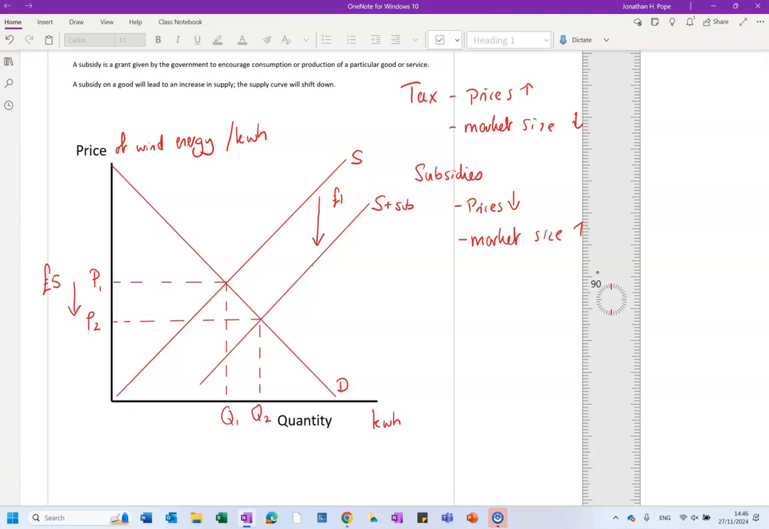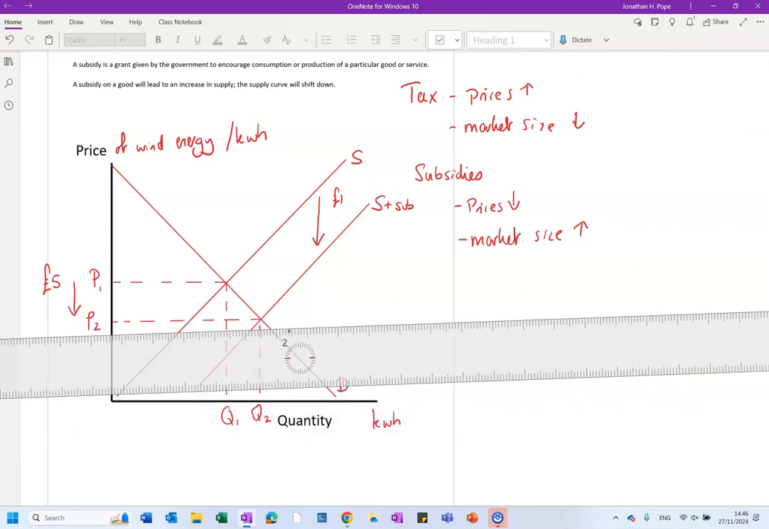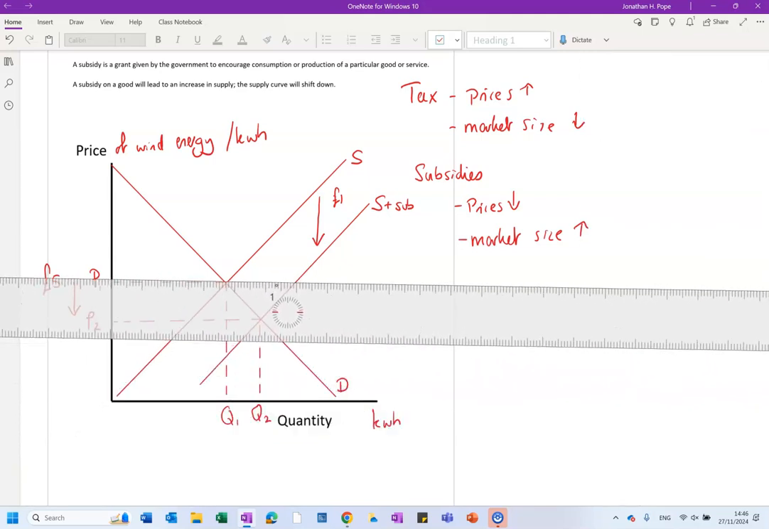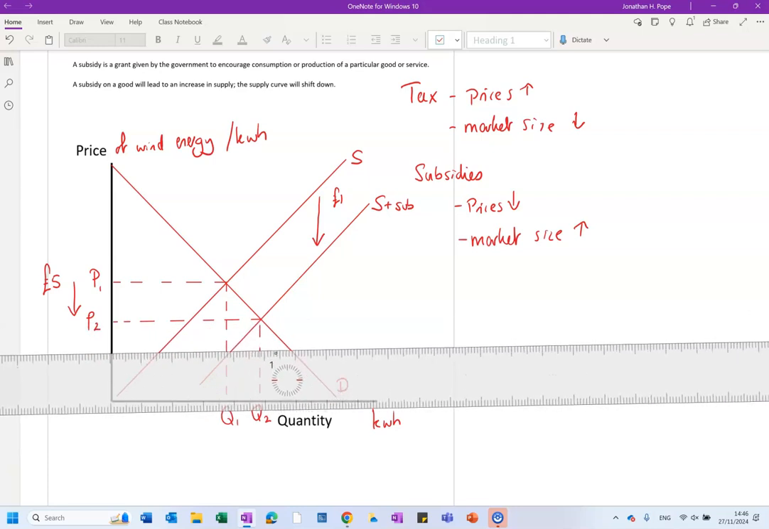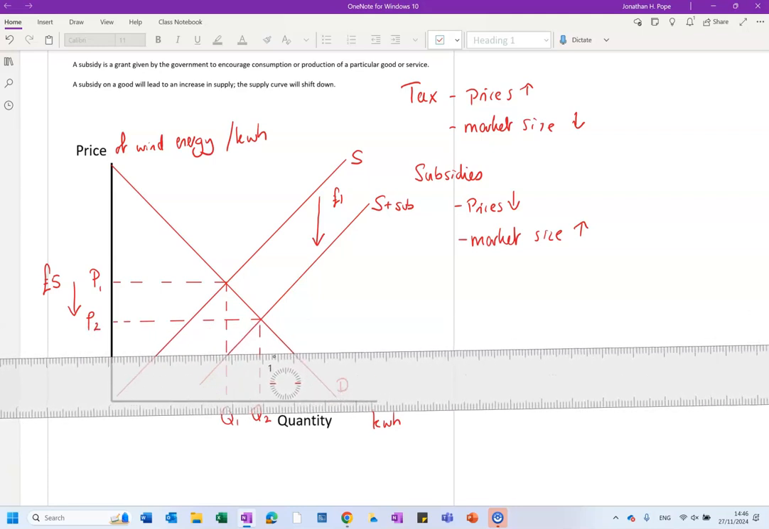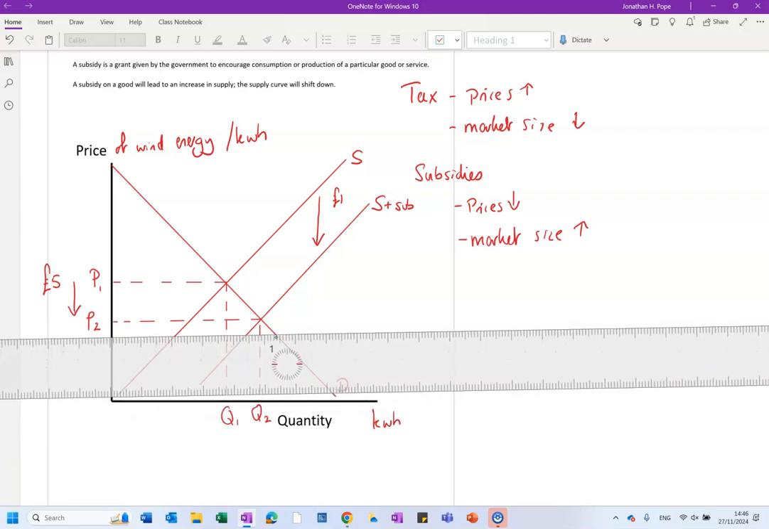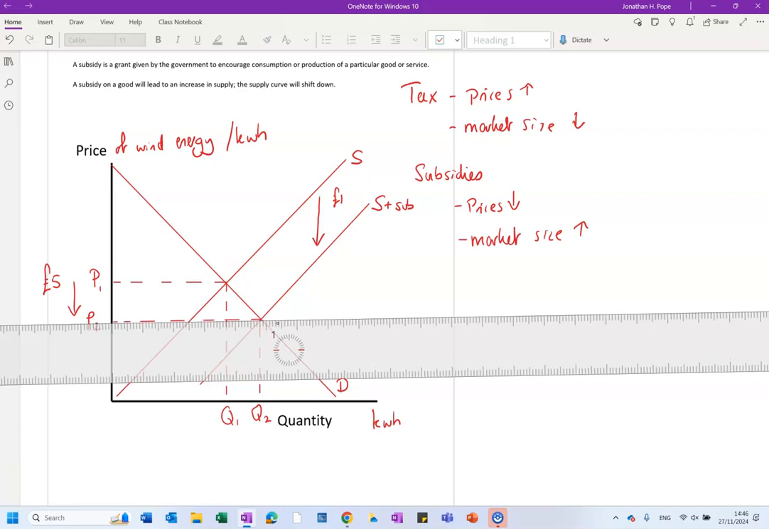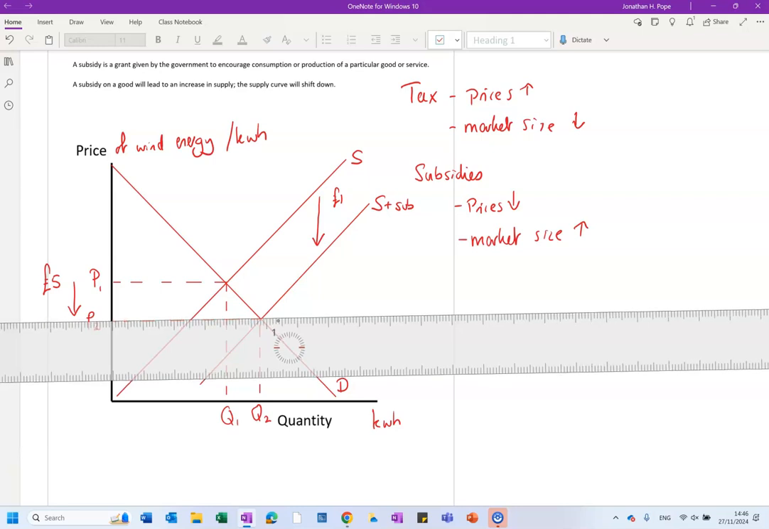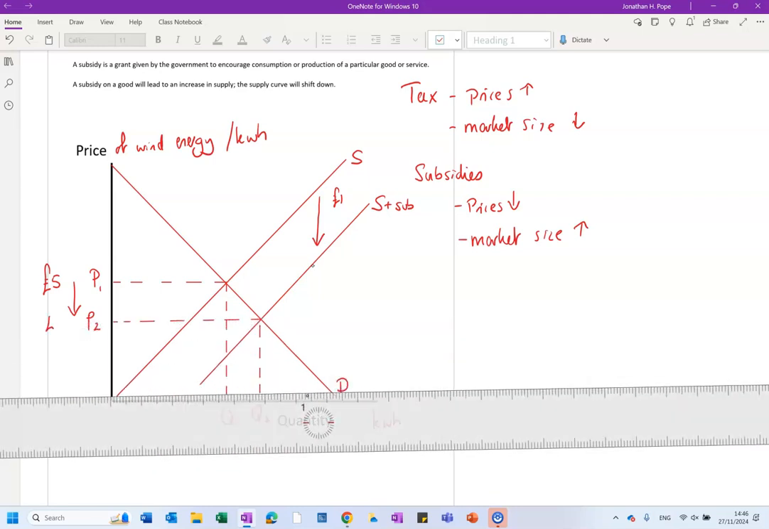Now, we can say that the price does not go down to £4, which would be down here. Now, if it went down to that point, you'd get excess demand. I hope you can see that there's S plus sub and the demand curve. There's a gap between them. So we have to go back up to this equilibrium here. That's the equilibrium where demand is equal to supply. And maybe that is, for example, this is not to scale, I know, but let's say that's £4.50.